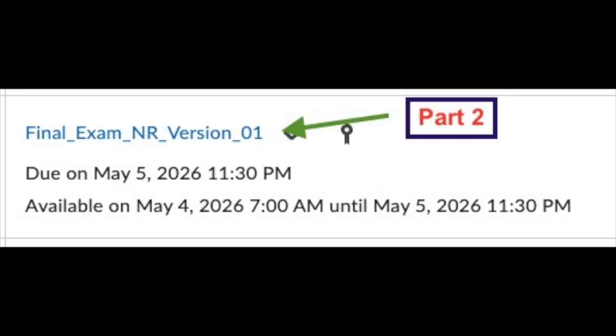The second component of the exam, labeled Final Exam Alternative, will assess your knowledge of the materials from chapters 1 through chapter 7, and you will have approximately 90 minutes to complete that portion of the final exam.